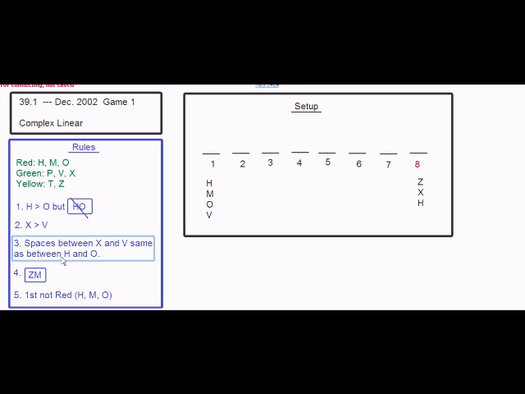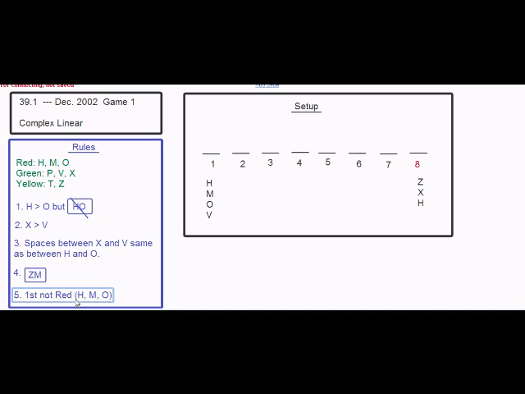All right? The next rule says that Z immediately precedes M. So that's straightforward enough. That's a regular block, and we're used to dealing with that. And then finally, the last rule is where they give us a rule about the category of the file instead of the file directly, where they say that the first file cannot be red. And what does that mean concretely for us? It means the first file cannot be H, M, or O.